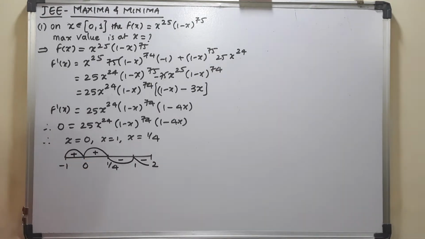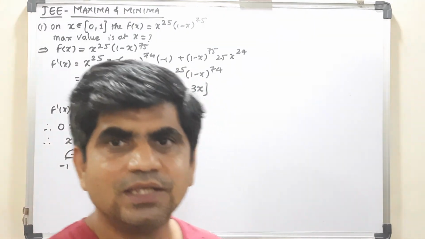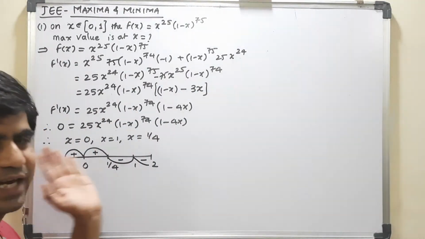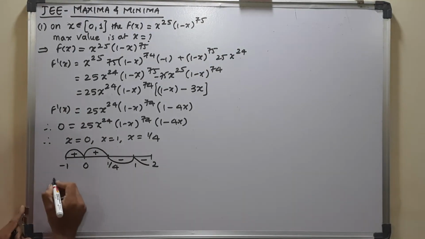That means I find the change only at 1/4. Here the left side is increasing and the right side is decreasing, so this indicates a maximum at x equal to 1/4.